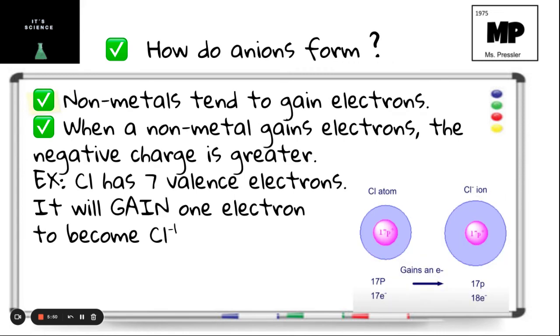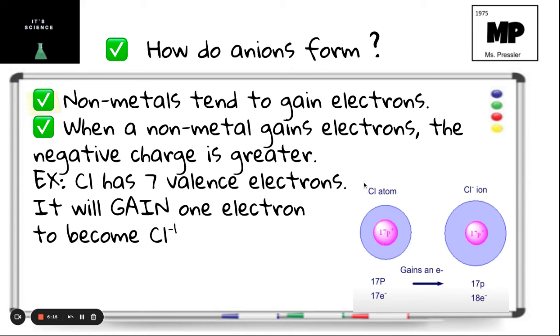How do anions form? Nonmetals, they're on the right side of the periodic table, they tend to gain electrons. When a nonmetal gains electrons, the negative charge is greater. Example, chlorine has 7 valence electrons. It will gain 1 more electron. So the overall negative charge is greater, so it will become chlorine -1. It gained an extra electron.